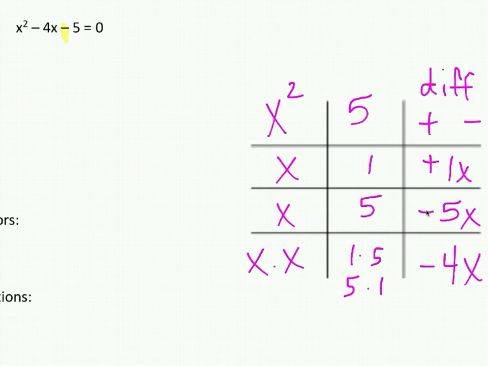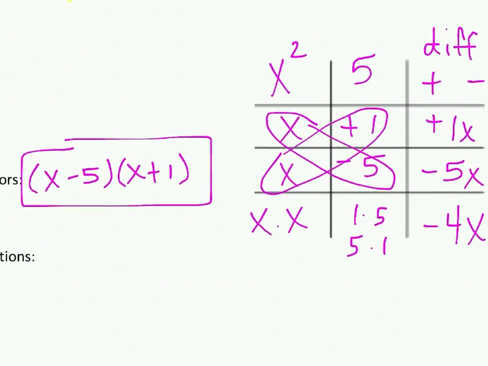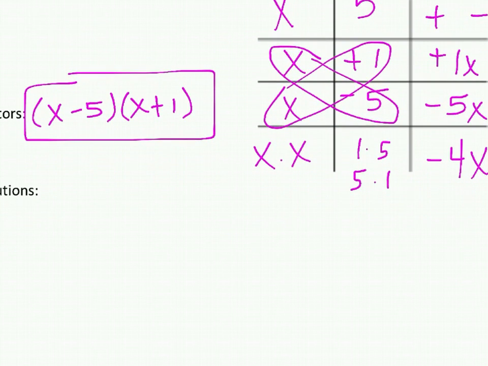What I need to do is slide my signs over and then crisscross. So one of my factors is x minus 5, the other factor is x plus 1. Okay, so now we did all this, so we can use these factors to help me find the solutions, to find where it will cross the x-axis. So to do that, I'll take one factor at a time. I'm going to take x minus 5, and I'm going to set it equal to 0 and solve.